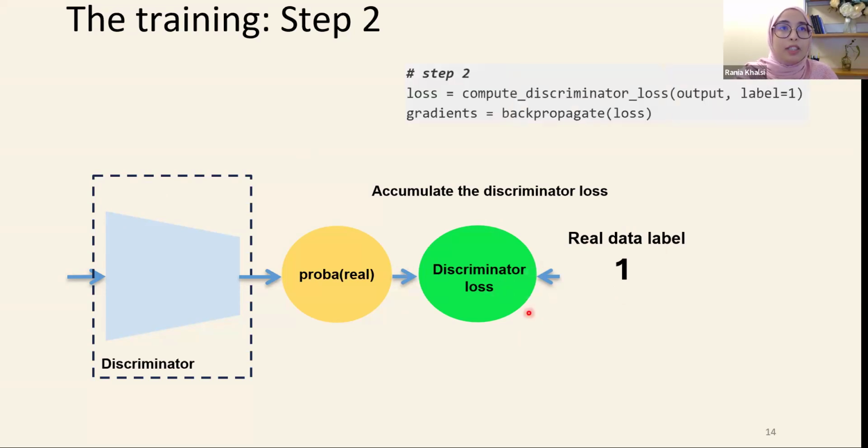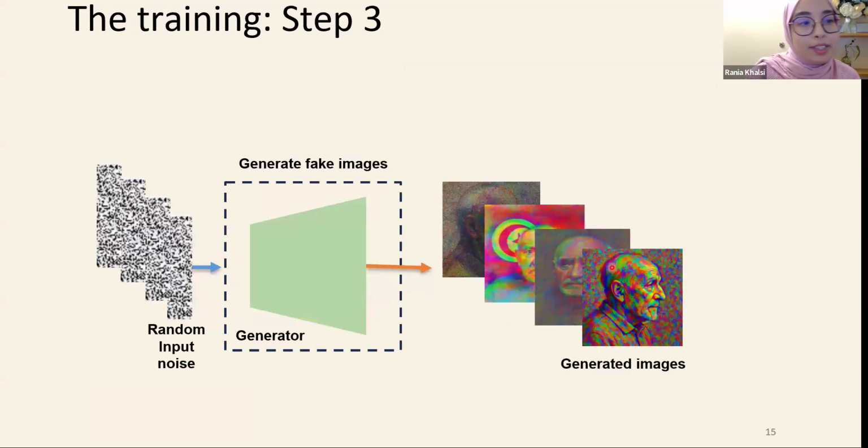How to write this in terms of coding? It's also very simple because we have the function compute discriminator loss, for example. Here you have two parameters as input: the first one is the output in this case, and the second one is the label. This gives us the loss. What will happen next is that gradient is equal to backpropagate loss. So we just call backpropagate as a function, and we give it the loss that we defined so far. And now let's move on to step 3.